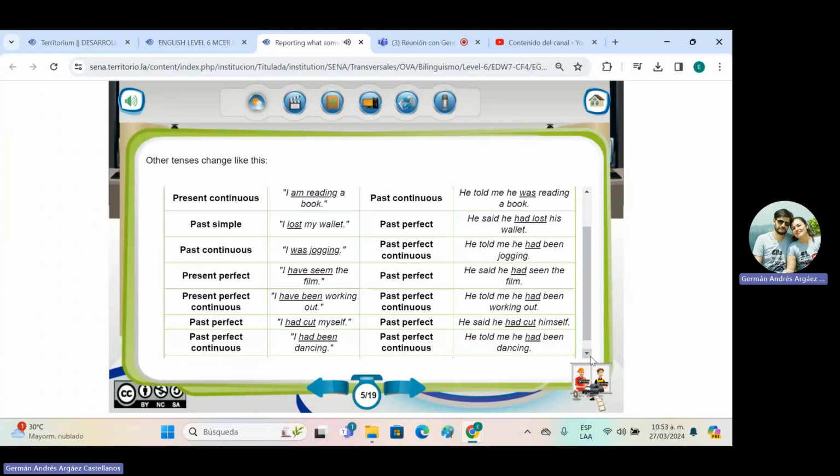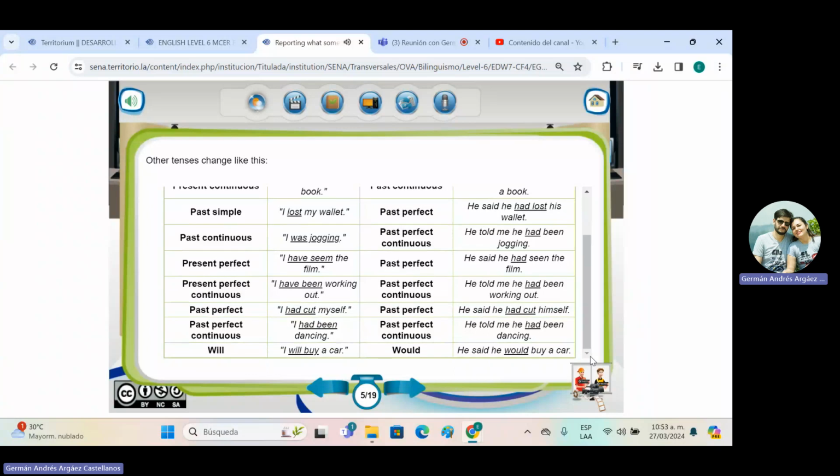Past continuous. I was jogging. Past perfect continuous. He told me he had been jogging. Present perfect. I have seen the film. Past perfect. He said he had seen the film. Present perfect continuous. I have been working out. Past perfect continuous. He told me he had been working out.